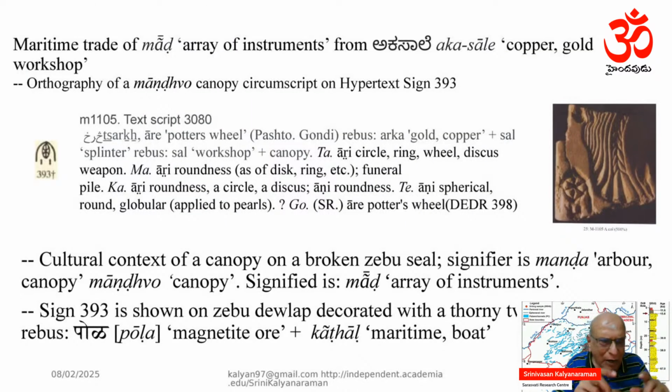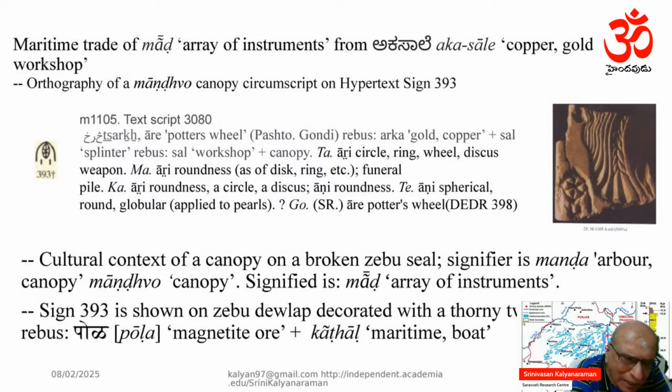Now we've got a composition sign. It's beautiful. This sign 393 has a stroke circle, the splinter stroke, 2 small strokes, and an arch on top of it. Manda is an arch. Manda is an array of equipment, or array of instruments, or array of jewelry. Manda can also be warehouse or workshop. Then what is that workshop?